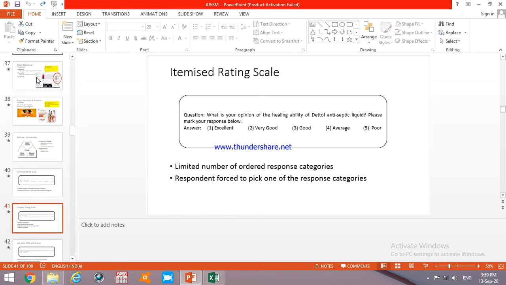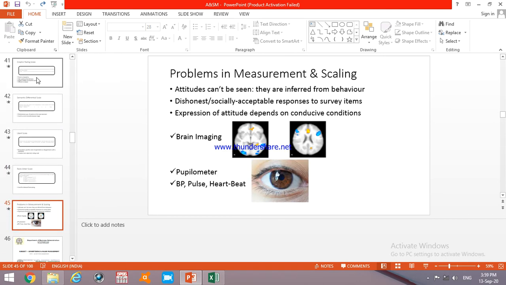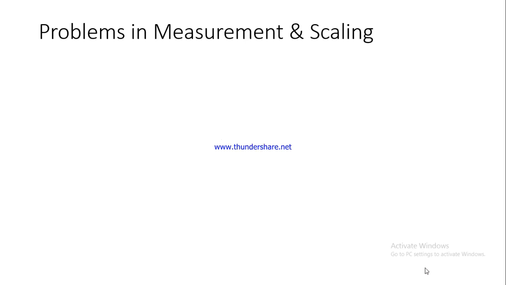Now let us talk about the main thing that we are going to discuss today, and the main topic is this: problems in measurement and scaling. So we have now understood how to assess the attitude, how to measure the attitude, but what are the various problems associated with attitude measurement and scaling? Let's have a look at them.